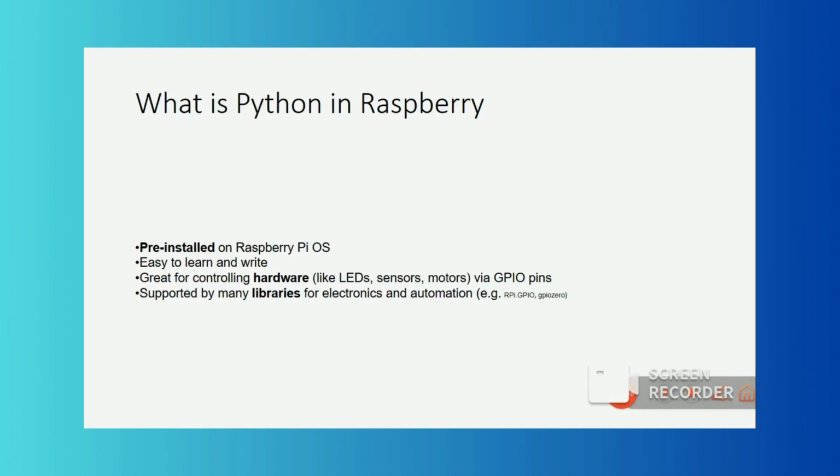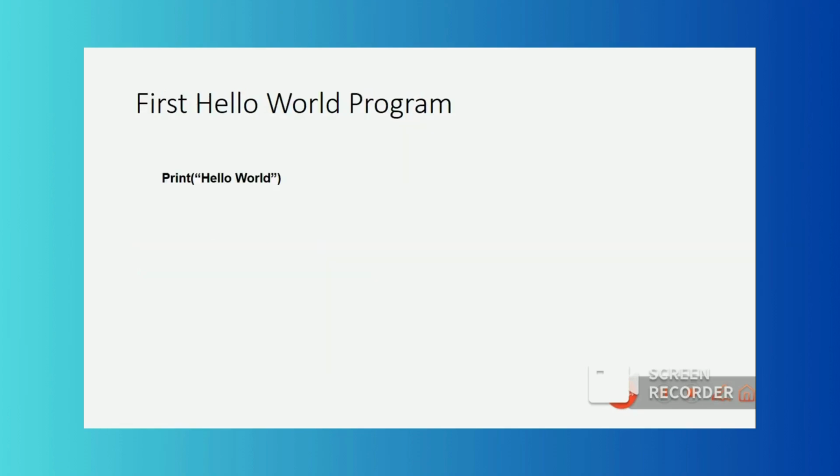Why do we need Python in Raspberry? It is pre-installed. Even Windows also has Python pre-installed, so we can check it. Python is pre-installed in Raspberry. It is easy to learn and write, and great for controlling hardware. Raspberry Pi board is hardware, and we are going to control LEDs, sensors and monitors using Raspberry Pi. So that's why we are using Python.